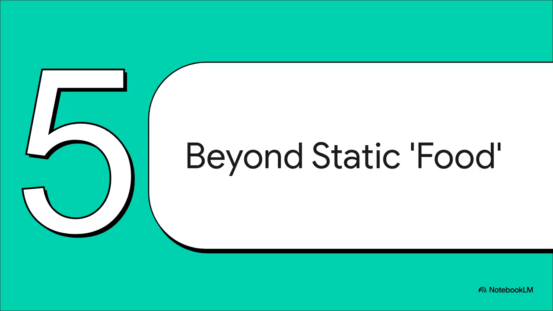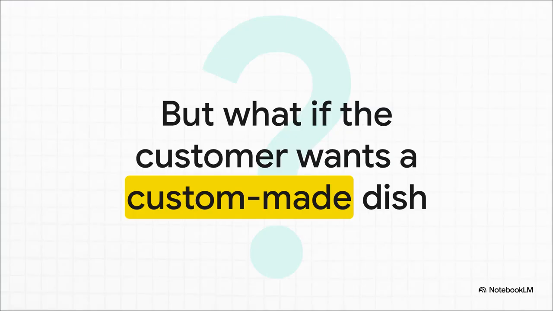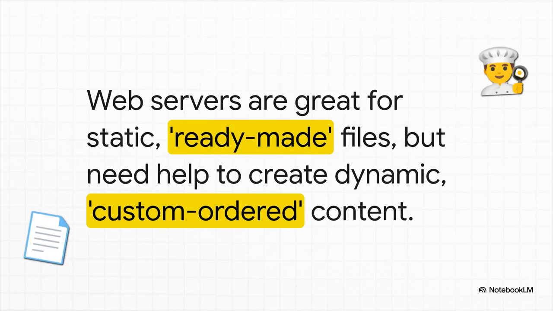All right, so we've met the manager, we've seen how the different kitchens are run, and we even know how to build our own little test kitchen. But there's a catch. So far, our restaurant can only serve food from a fixed, pre-printed menu. So what happens when a customer comes in and they want something that's not on the menu? What if they want a custom-made dish, something created just for them on the spot? And this is where we find the natural limit of what a web server can do on its own.